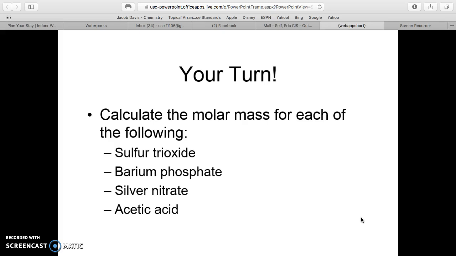And please put that in your notes, because I'm going to come by and check to make sure that you have those in your notes as well. And I'm going to go ahead and give you the formula for acetic acid right now. Acetic acid is CH3COOH. Again, that is CH3COOH. And that's all one formula. So that will be your acetic acid.